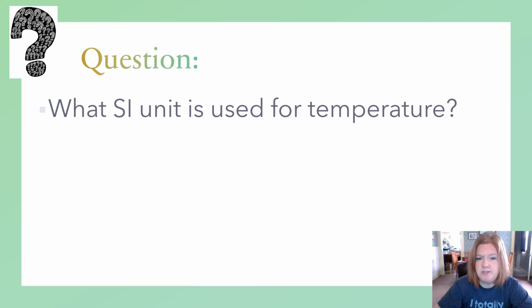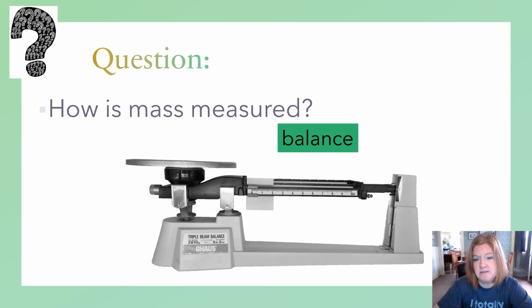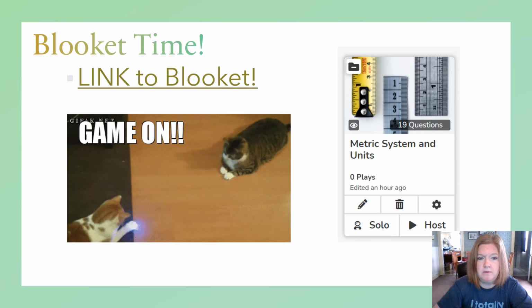What SI unit is used for temperature? So remember, you literally just look at table D. Kelvin. How is mass measured? So it's grams, right? The SI unit would be kilograms. Usually we use grams. We use a balance. Okay, now this is a triple beam balance. We can use an electronic balance as well.